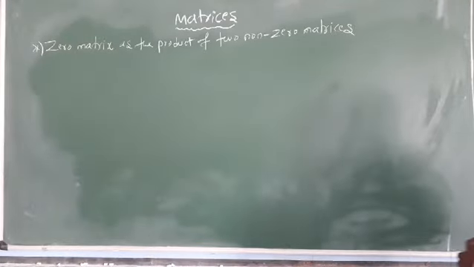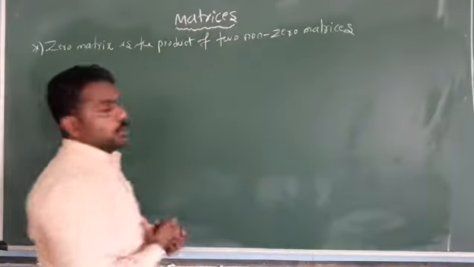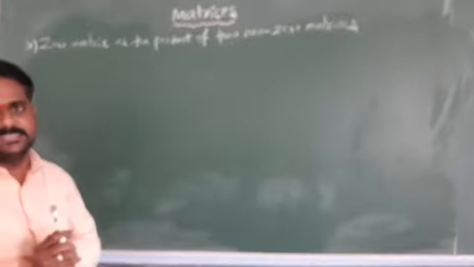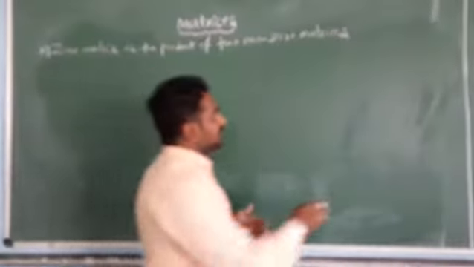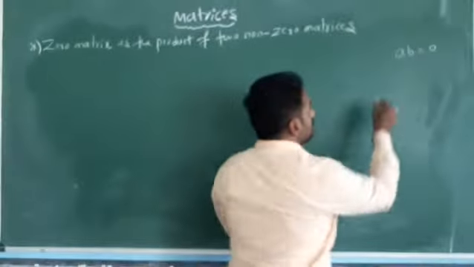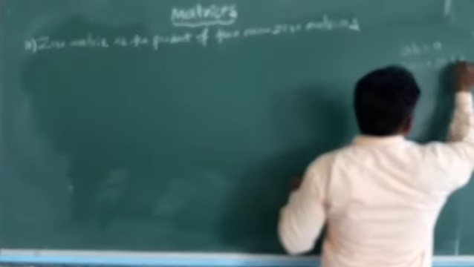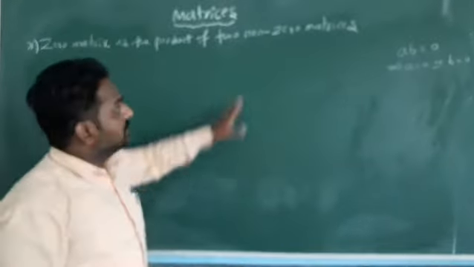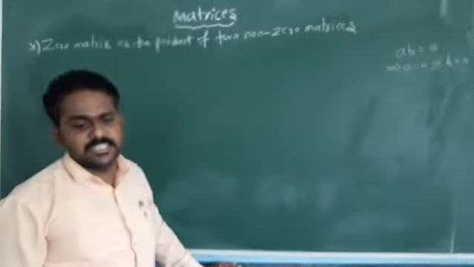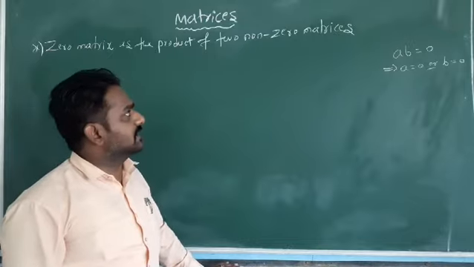Okay, next concept, students: zero matrix as the product of two non-zero matrices. In the real number system, you know what that is? If AB equals 0, it implies A equals 0 or B equals 0 or both are 0. But in matrices, such a thing will not be possible. Something different is there. What is that?